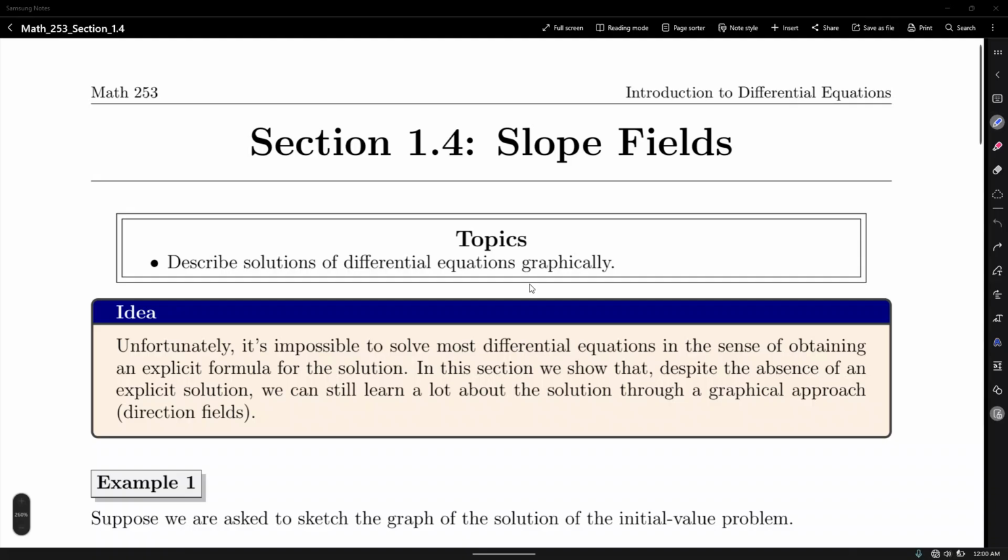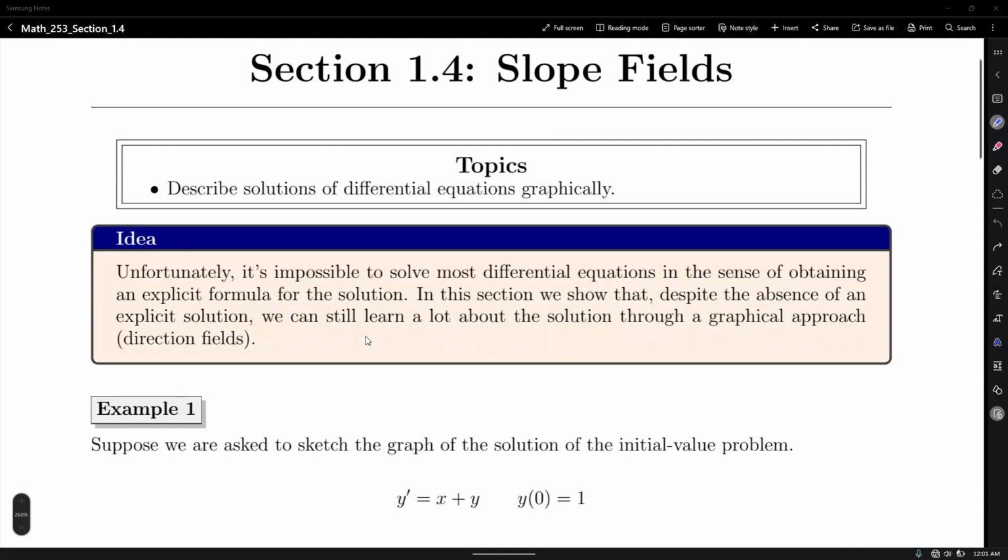Although we're going to discuss many methods to solve differential equations, unfortunately, not every single differential equation can be solved algebraically or using calculus or, well, in general, analytically. So what we do in this case is look at graphic methods due to the absence of some explicit solution. We do this with a graphical approach called direction fields or slope fields.